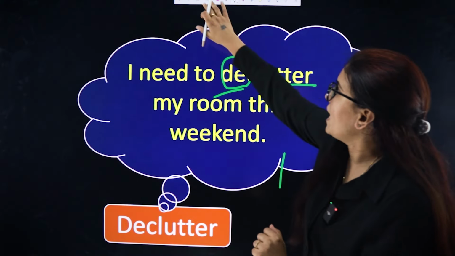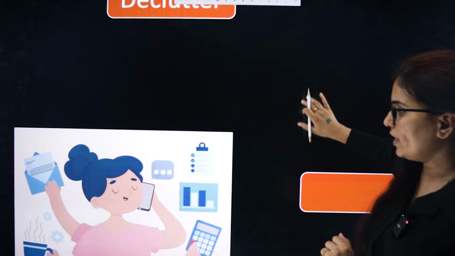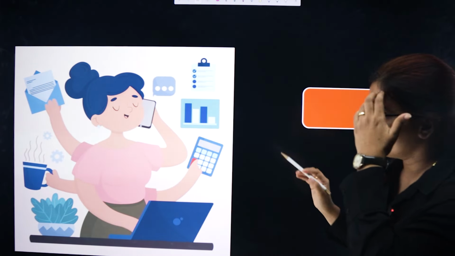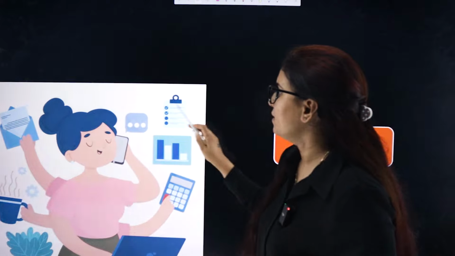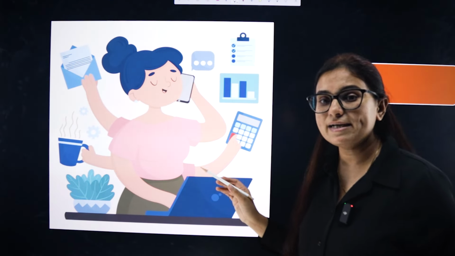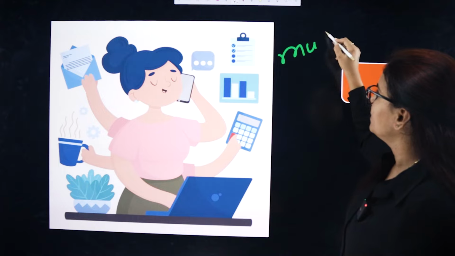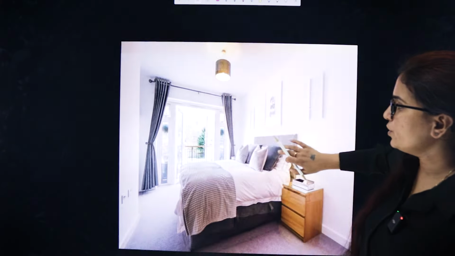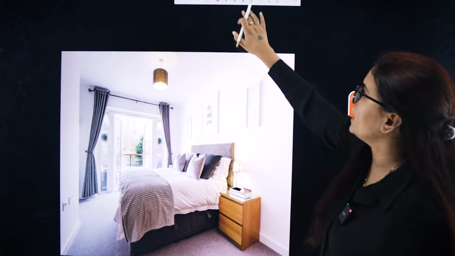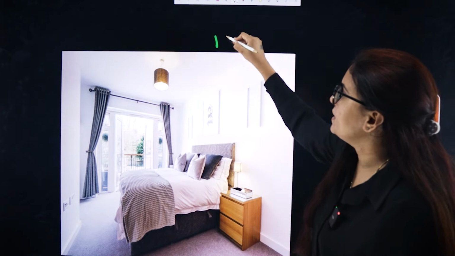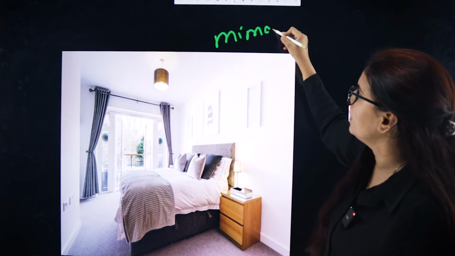Now, let's look at the small exercise, which is context learning. I have pictures. You have to give me the answer. So, this lady over here is doing multiple things. This lady over here is doing multiple activities. So, I can say that it is multitasking. Next word on your screen is this. You can look at a room which has fewer items. So this is minimalism.